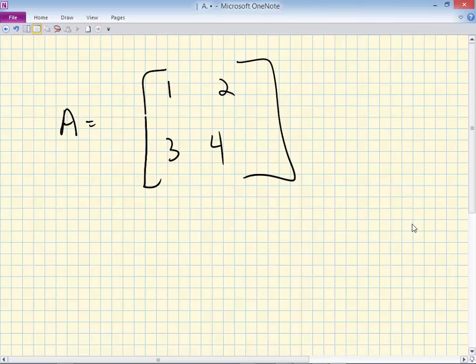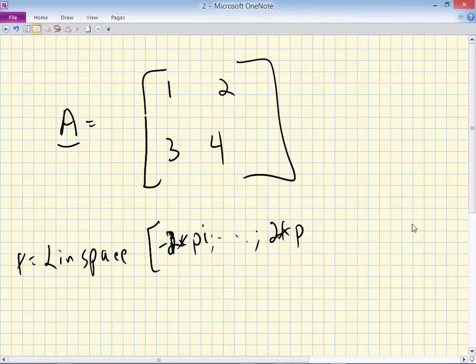Now, if I'm writing, some people will put a line underneath A to denote that it's a matrix. Obviously, when you're typing, you don't have that option. MATLAB stands for Matrix Laboratory. That's what it's for. It was designed to handle matrices. We've already looked at a matrix before when we defined X is equal to linspace between negative 2 times pi, and some other variables, and then 2 times pi.